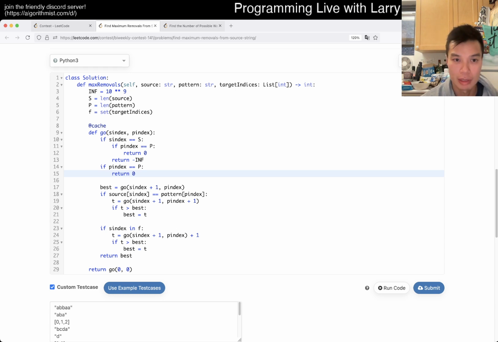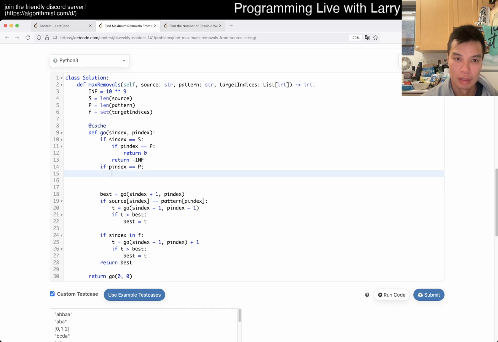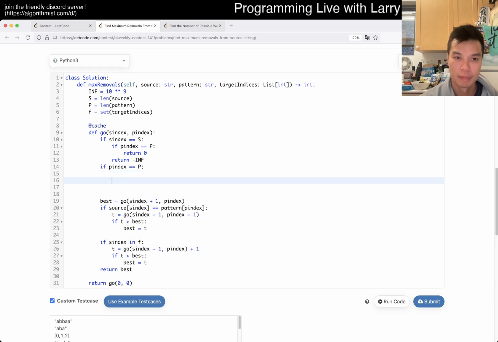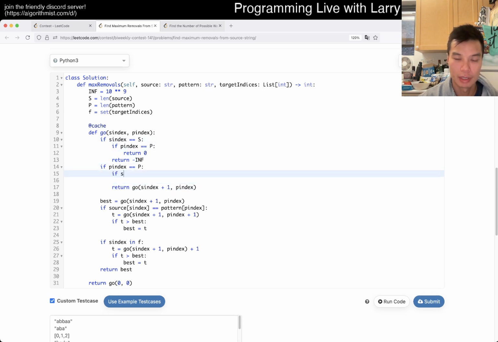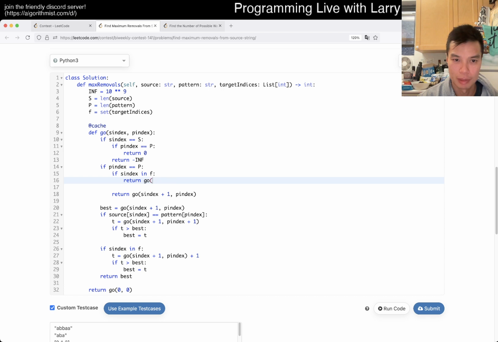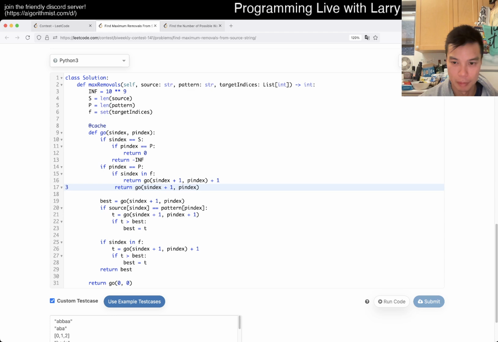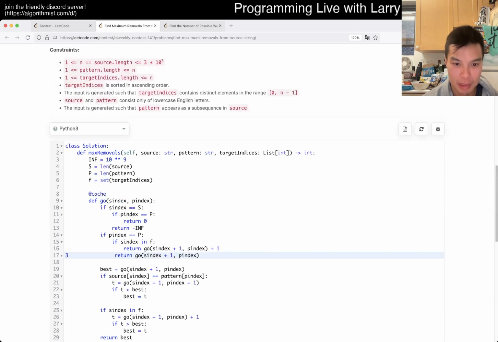Well, no, it's not, because it could go to. We actually want to return go s index plus 1 p index. And then this will always be p, but if s index is in f, then we return go s index plus 1 p index plus 1. I think this is a little bit better. A little bit better, not good enough apparently.